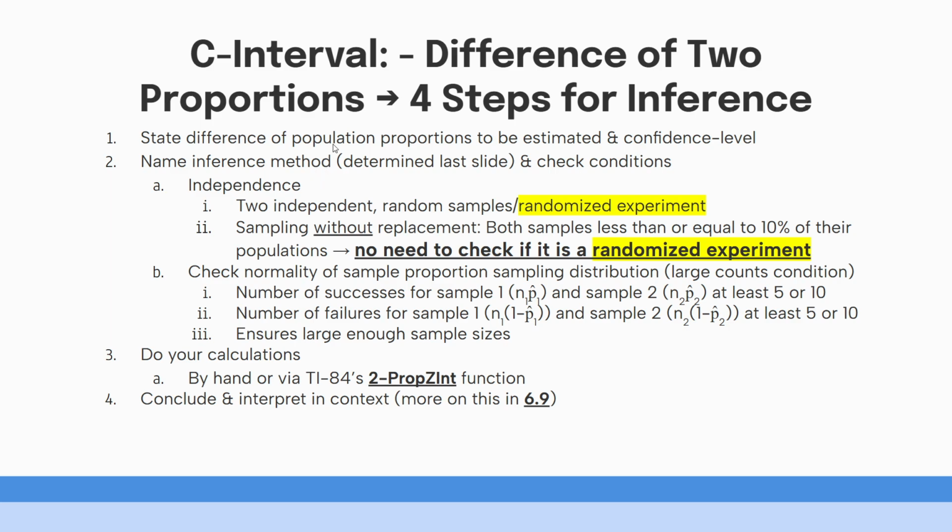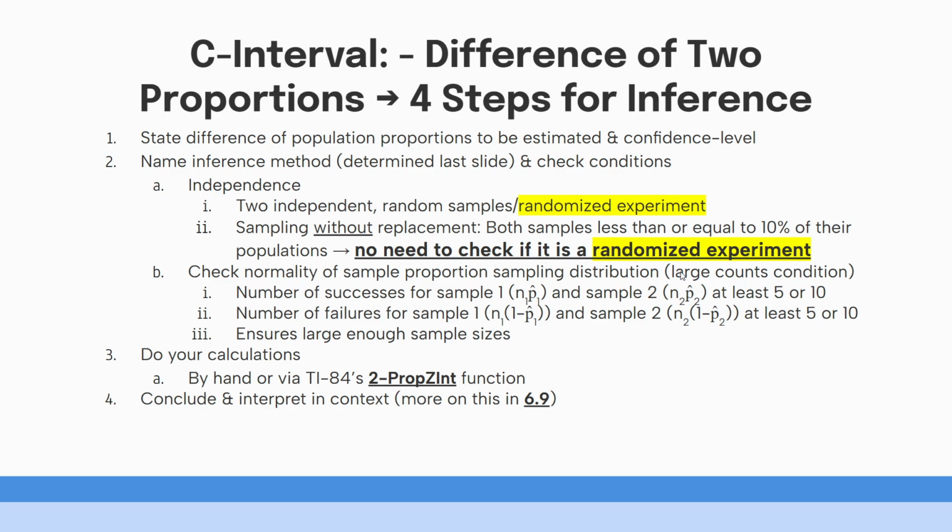So first, you state the difference of population proportions you're trying to estimate and the confidence level. Name your inference method, check the conditions. Independence. Both samples have to be independent from one another, and they have to be both random samples, or it has to be a randomized experiment. And when you're sampling without replacement, both samples have to be less than 10% of the population. If it's an experiment, no need to check this at all, which is nice.